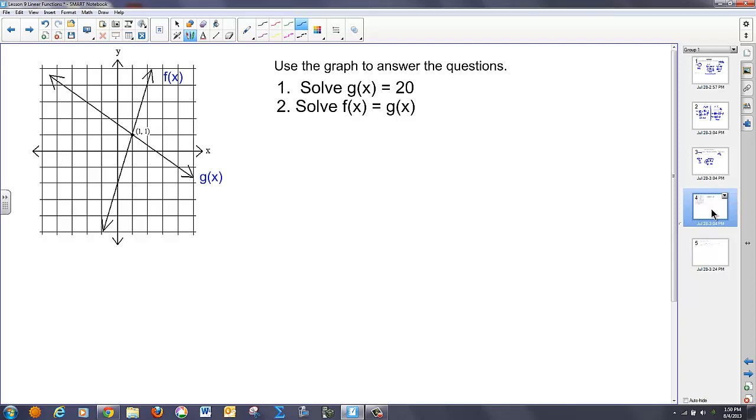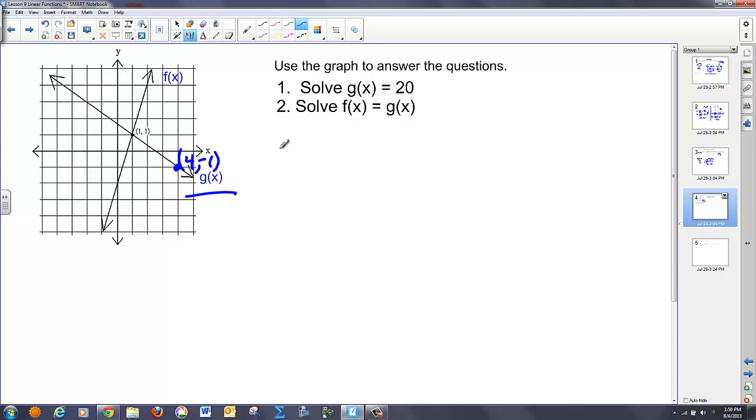Lastly, we're going to answer these two questions. Given the graph to the left, I want to solve g of x equals 20. And I'm wondering, well, what's that mean? G of x, I have no equation for it, but I could certainly find an equation for this line. I know that this line goes through the following point, 1, 2, 3, 4, negative 1, and it goes through the point 1, 1. So if I want to write the equation of this line, I can do that.